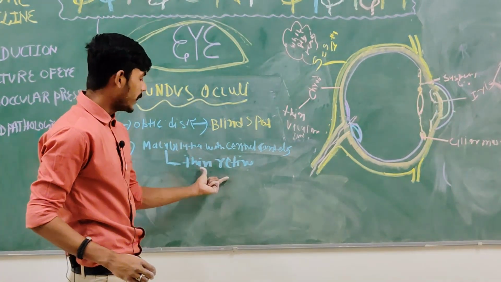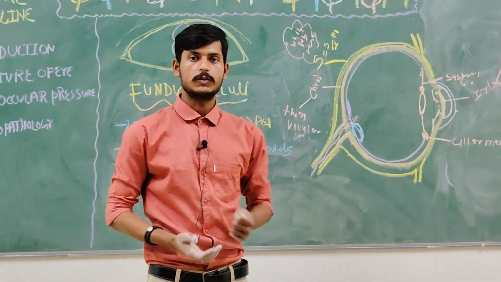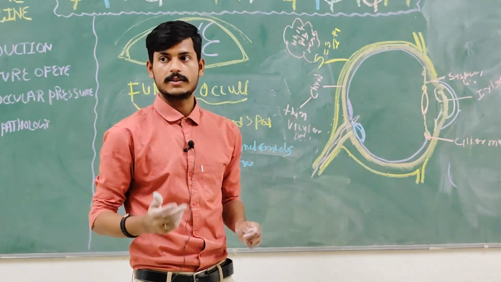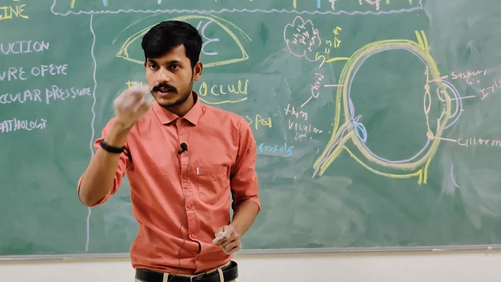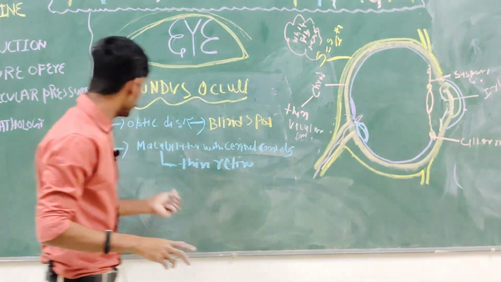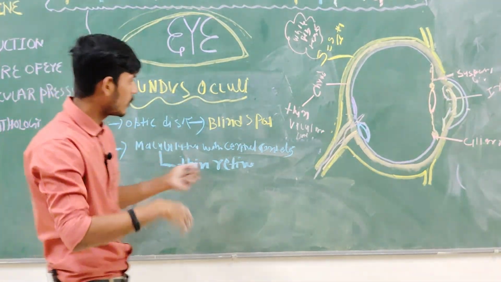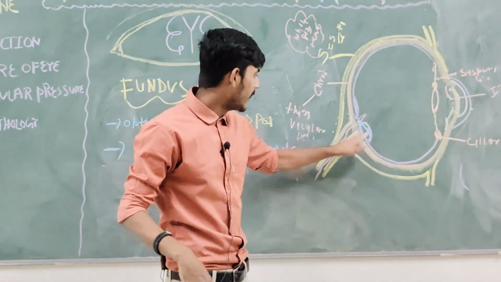So whenever you are seeing things, like right now I'm towards you, I'm towards the camera. I'm seeing you. I'm towards you guys. So when I am looking at you, staring at you, this type of vision is mediated by the macula lutea, because the rays which are coming are directly focusing on this area.